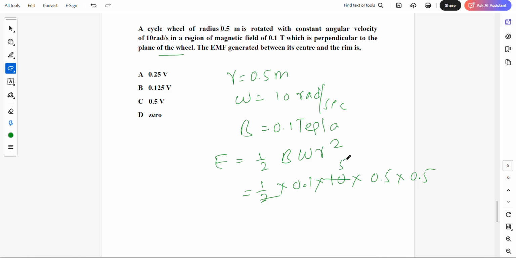The 2 I can cancel with the 10, 5 times. Okay, that is equal to 0.5 into 0.5 into 0.5. Understood? How much is 0.5 into 0.5 into 0.5? That is nothing but 0.125. 0.125 volts is the right answer. 5 into 5 into 5 is 125. 0.125 is the right answer.